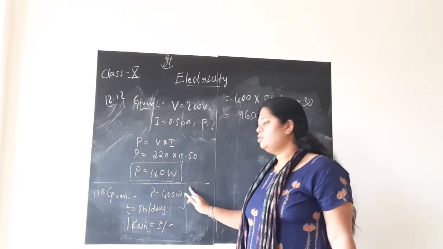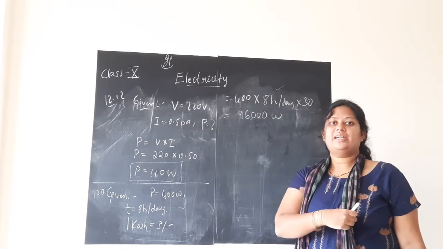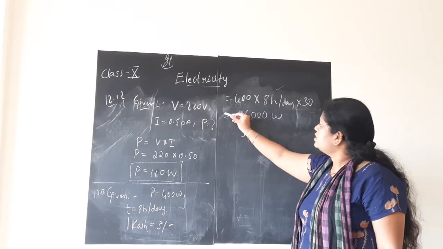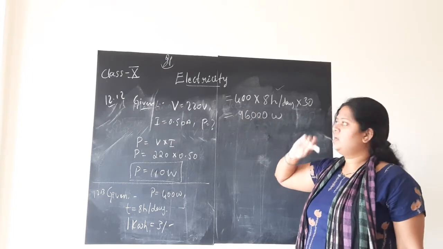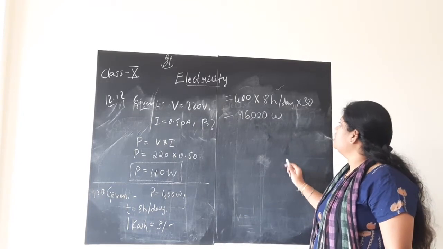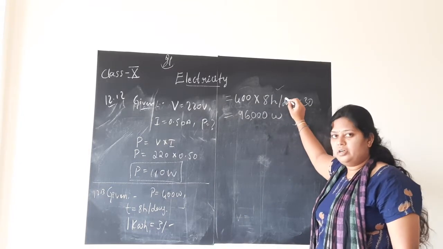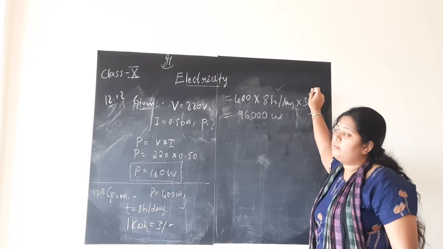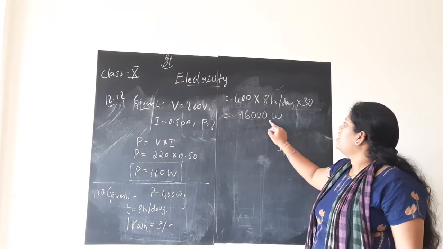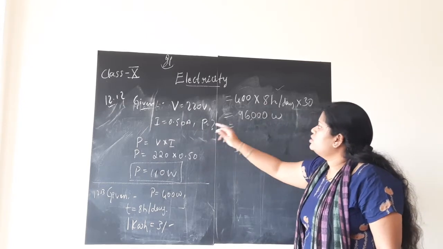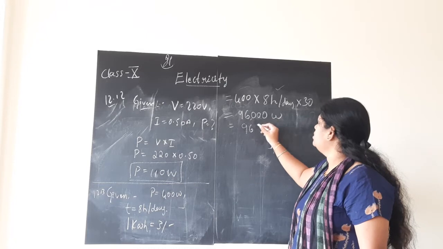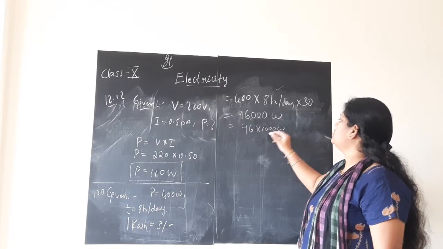This is not yet the bill, this is just the power consumed by that appliance, the electric refrigerator, for 1 month. So 400 watt is the electric power of the refrigerator. It is operated 8 hours per day, so into 8, for how many days? 30 days is operated. So if you multiply, 8 4s are 32, 32 into 3, 96 followed by 3 zeros, 96,000 watts. So we know 1000 watts is 1 kilowatt. So now I can write 96,000 as 96 into 1000 watts.